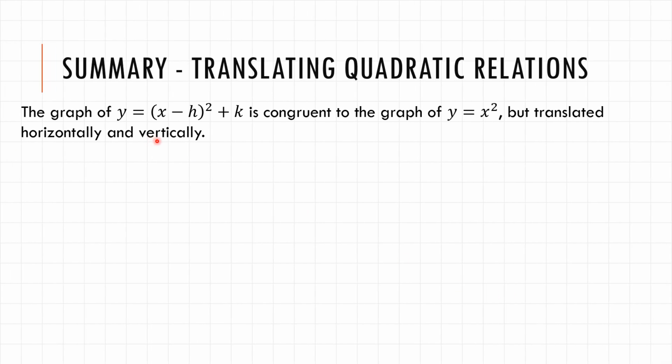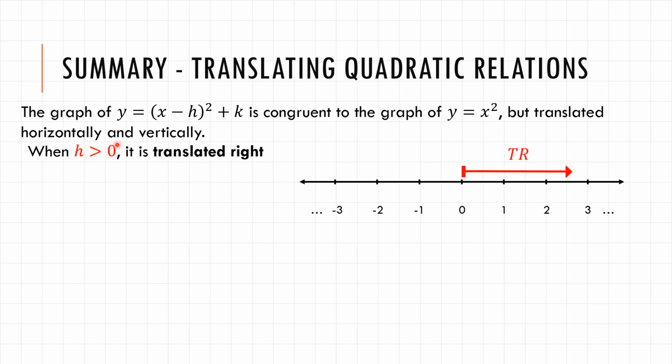So just to summarize that, the graph of y equals x minus h all squared plus k is congruent, which means it looks exactly the same as the graph of y equals x squared. The only difference is it is translated horizontally, so left or right, and vertically up or down. When h was a positive number, the parabola seems to have been translated to the right. And when h was a negative number, when it was less than 0, the parabola was translated to the left.